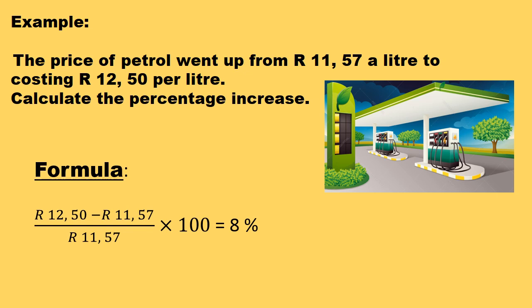All right, so what do I go up or down with? The difference between the two, you can always say biggest minus the smallest. So R12.50 minus the R11.57 divided by what was the price originally before it went up? It was R11.57. So divided by R11.57 times 100. And if you pop that into your calculator, you would get that it actually went up with 8%, rounded off to the nearest whole number.